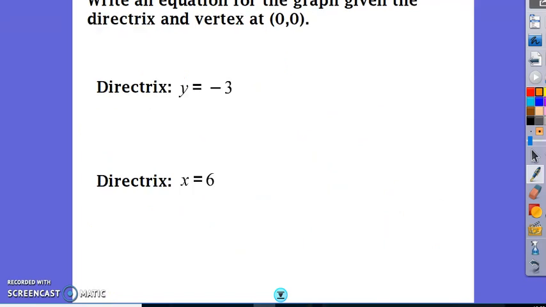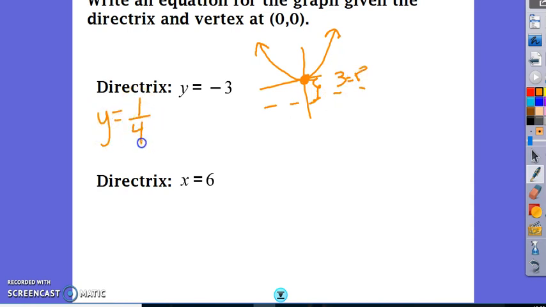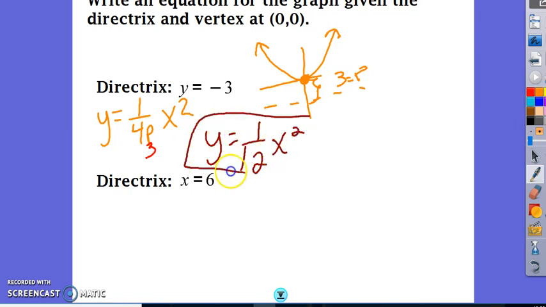If they give you the directrix, essentially it's the same thing. Sketch your picture. The directrix at y equals -3 means that the parabola opens up this time. And then the p value is still the distance from the center or the vertex to the directrix, which would be a distance of 3. That equals your p value. This opens up, so it's going to have the general formula of +1/4p x squared, where p is 3, so it will be y equals 1/12 x squared.